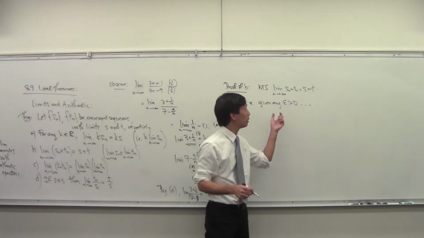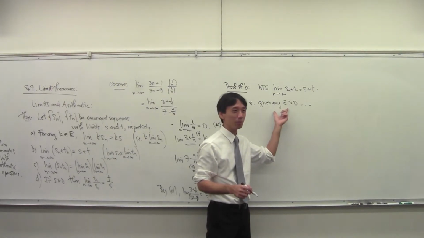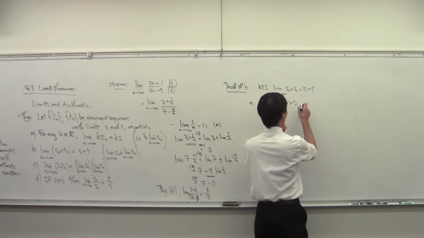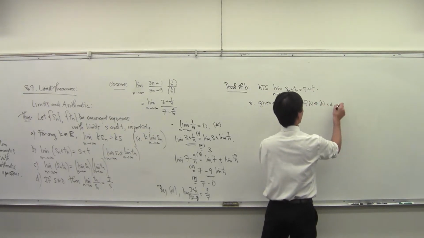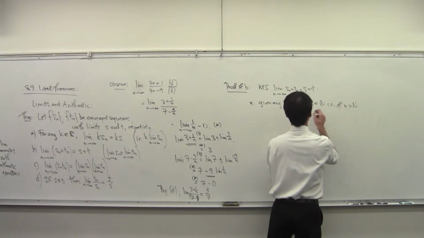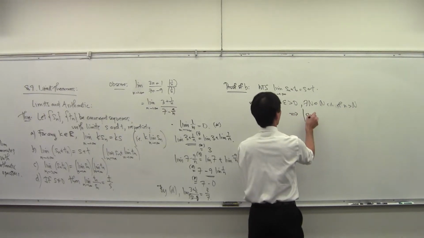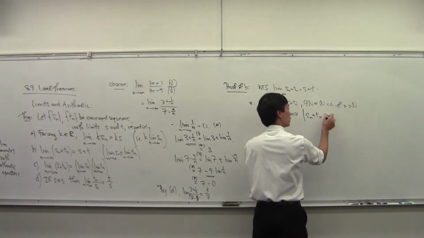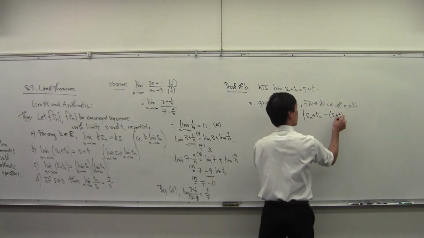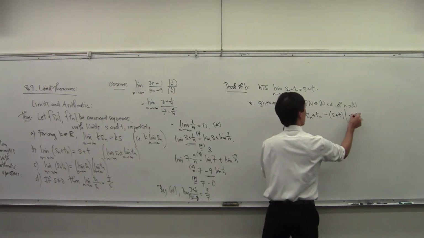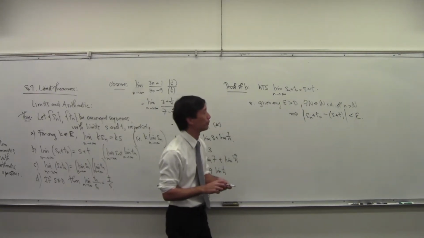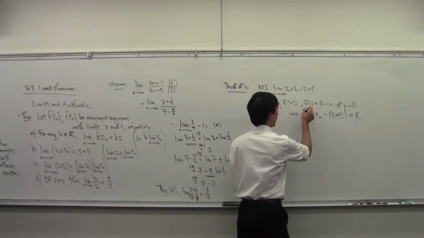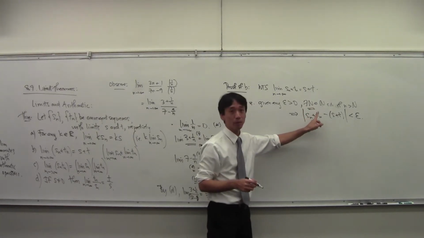What am I going to say? Somebody just say it for me. Given any epsilon, there exists N in the naturals such that if n is greater than N, then the absolute value of s n plus t n minus s plus t in parentheses is less than epsilon. Right. Okay. Right. That's what we want to show, that we can find a capital N with this property.